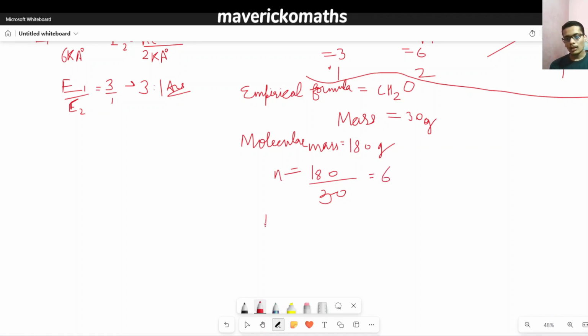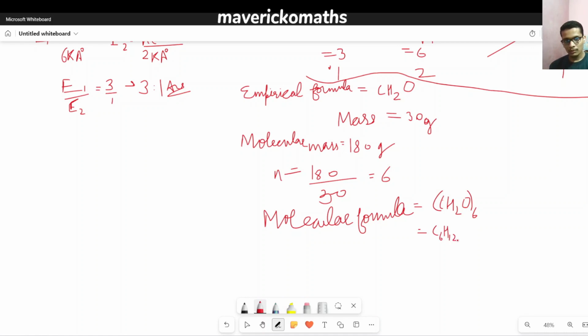Now here comes the molecular formula, the final answer. Molecular formula will be simply CH2O, here will be 6. Opening this, we will be getting C6H12O6. And this is a very familiar compound, glucose.